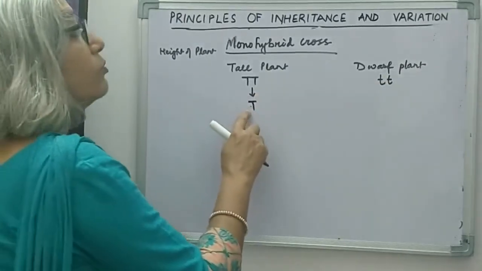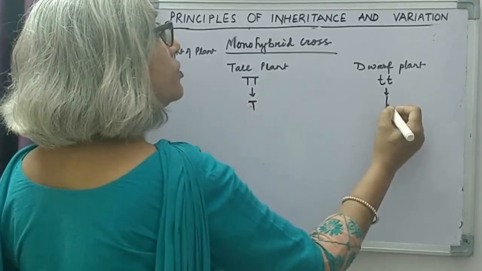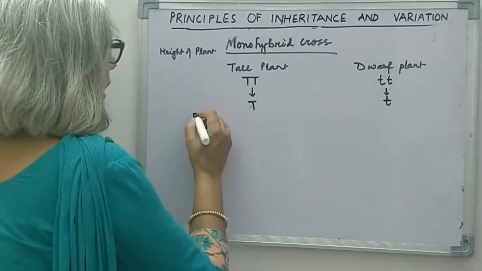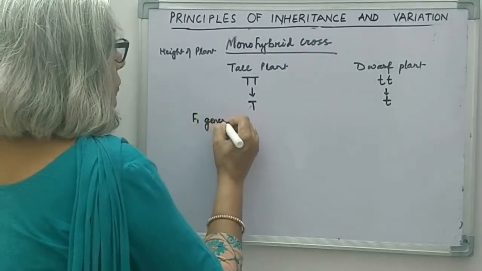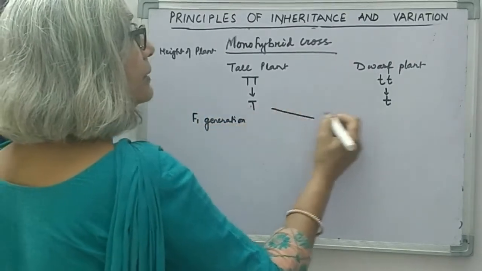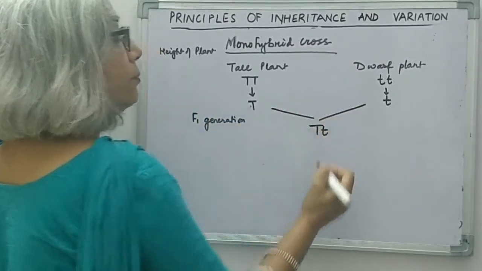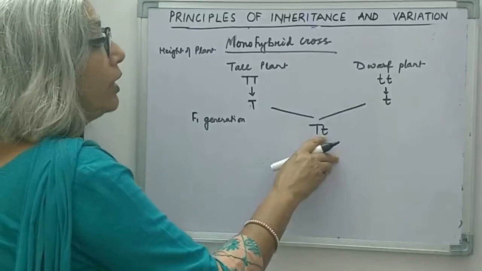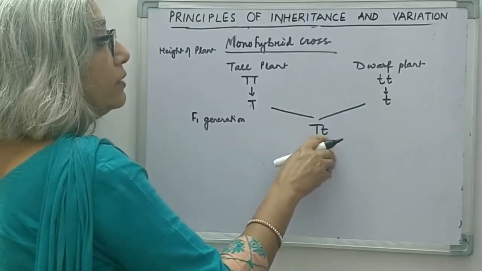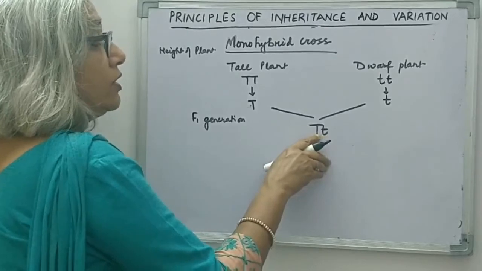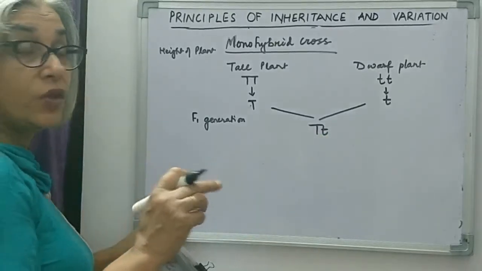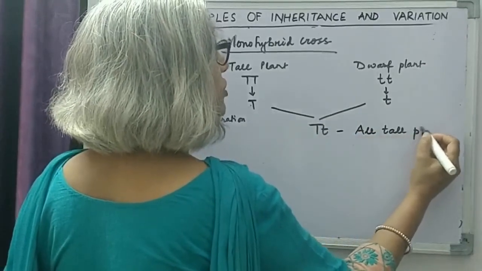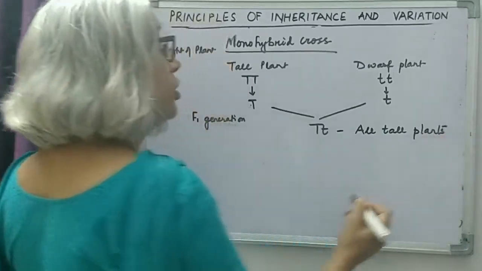Now the gametes produced by the tall plant are all going to contain this form of the gene, and the gametes produced by the dwarf plant, all of them are going to contain this. So, in the F1 generation, when these 2 gametes combine, we get a plant with these 2 forms, that is one tall and one dwarf. And tall is the dominant character. So the dominant character is going to be expressed. That means in the F1 generation, all plants will be tall plants.